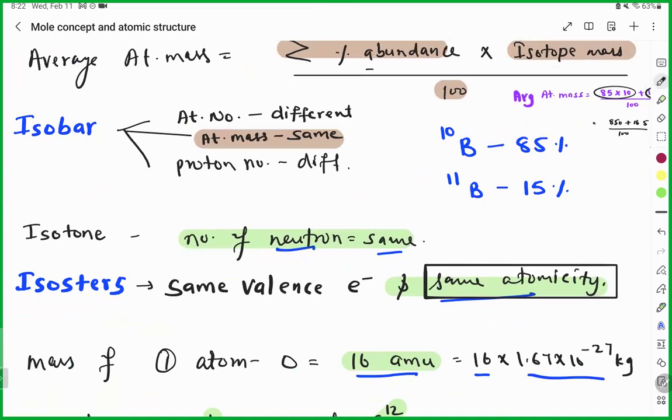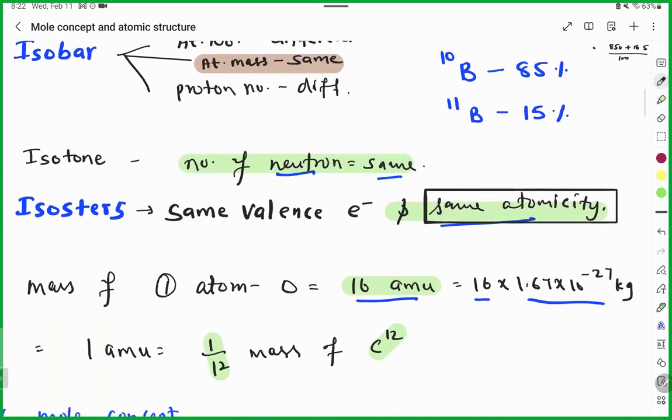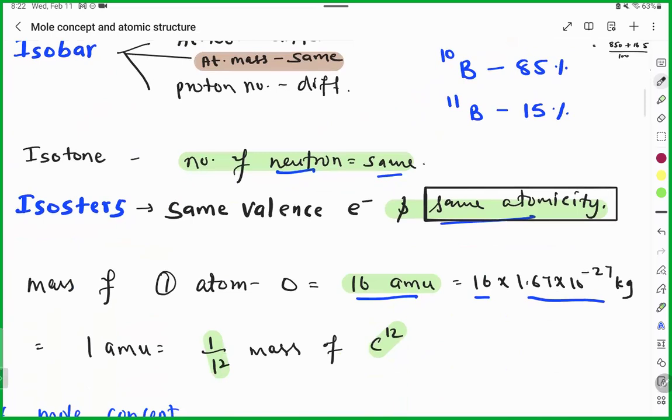Isobar, you know about this. Isotone: number of neutrons are same. Isosters: when atomicity is same and same number of valence electrons. This is important. Same number of valence electrons.